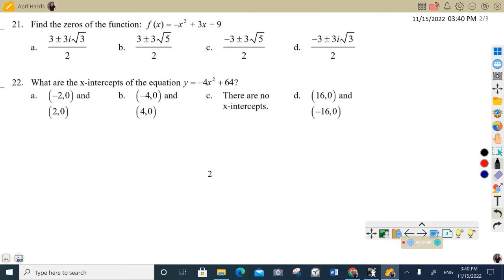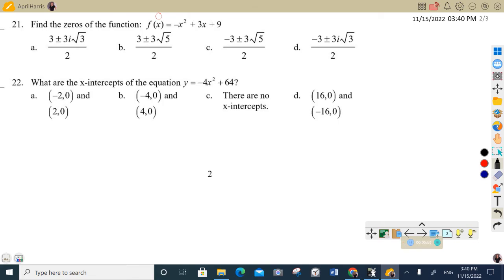Okay, question number 21 says find the zeros of the function. Now, another word for zeros are x-intercepts or roots. So that means you're finding the x-intercept, the value of x, when y is 0. Now, I don't know if you noticed, but all the answers have a radical in them, so you can't factor this. You're going to have to use the quadratic formula.